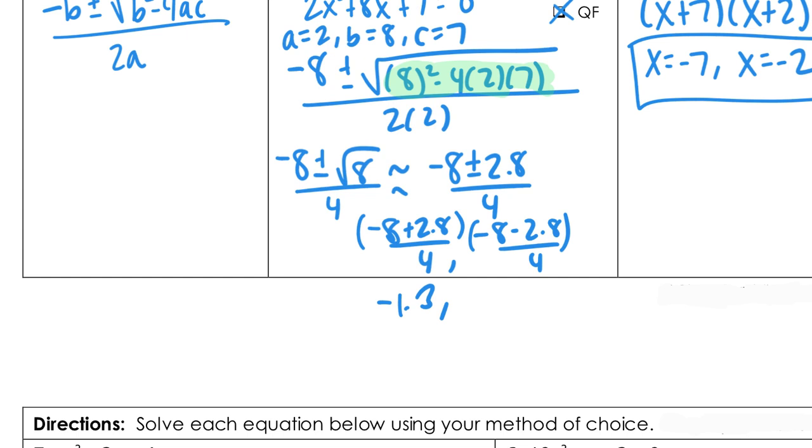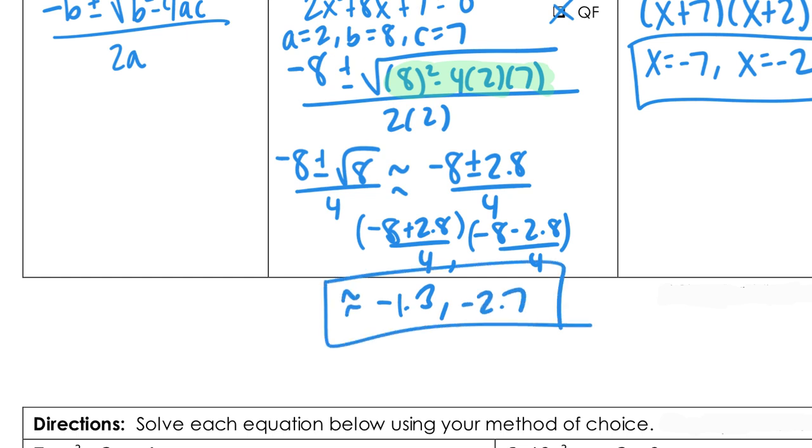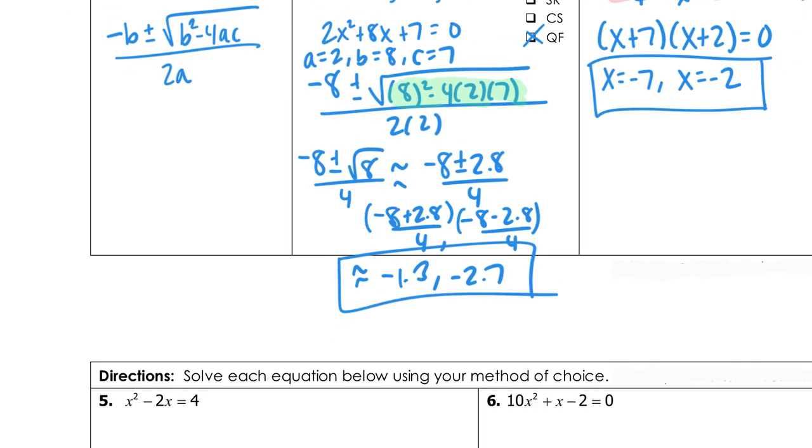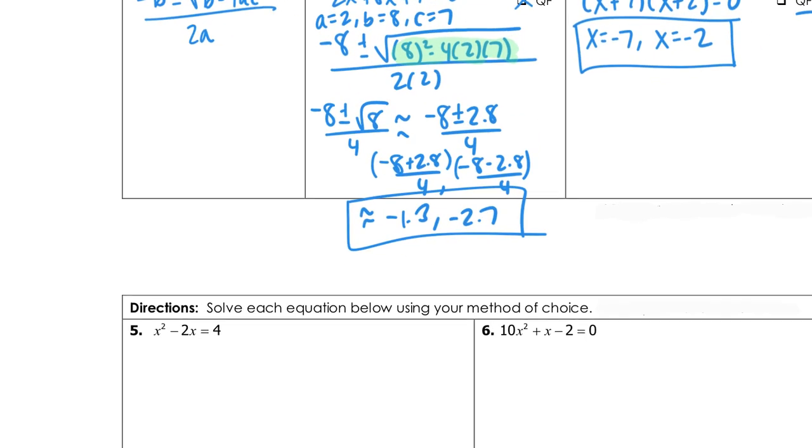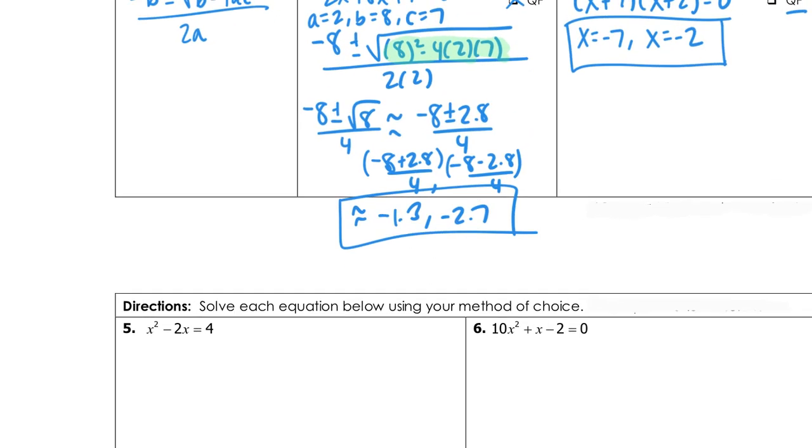And then when I do negative 8 minus 2.8, and then divided by 4, I'm getting negative 2.7, approximately. Those are to the nearest tenth, so just 1 decimal place. Okay, so that's one of each kind, just to review that process and talk about when we would pick each kind, because that is a good skill to have.